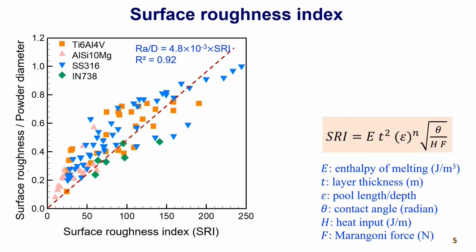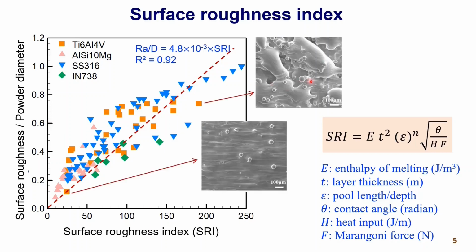After deriving the surface roughness index using the Buckingham pi theorem, a linear relationship is found between the ratio of surface roughness to powder diameter with the surface roughness index, considering 120 experimental data points for 4 commonly used alloys. The higher the value of the surface roughness index, the rougher will be the printed surface. Here we show 2 cases of titanium 6 aluminium 4 vanadium alloy for a smooth surface and a rough surface.